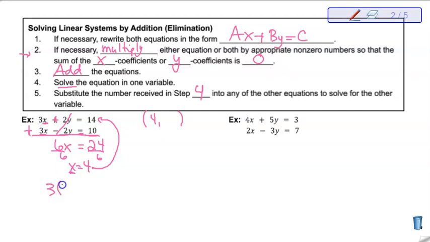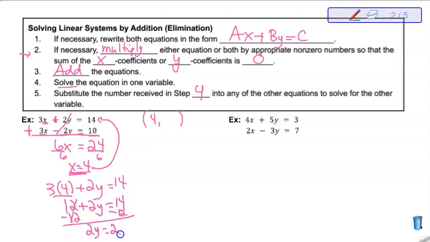So I get 3 times the 4 that we found right here, plus 2y equals 14. Then I'm going to multiply to get 12 plus 2y equals 14. Then I'm going to subtract 12 from both sides. And we get 2y equals 2. Therefore, y equals 1. So that is the final piece in my point for my solution.